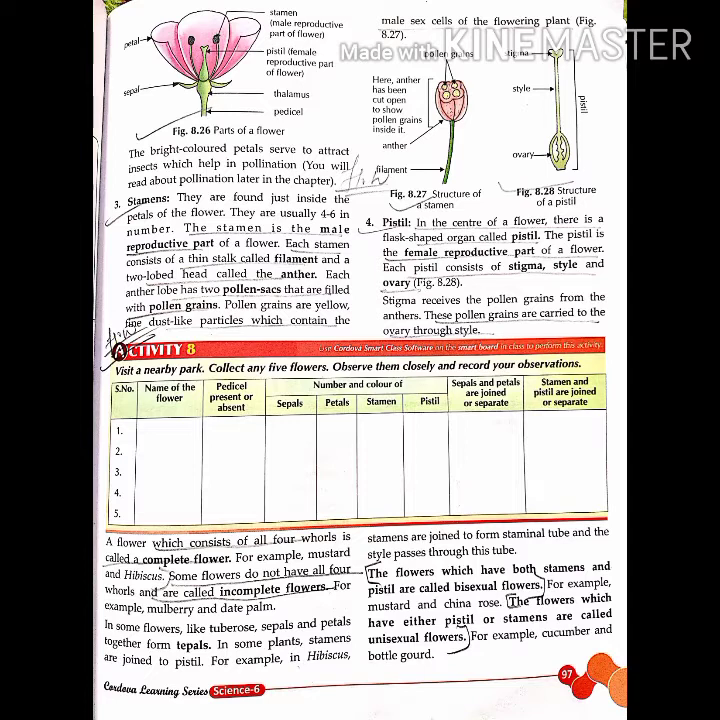For example, cucumber and bottle gourd. These are the two plants which have only a single parent present, whether it is the stamen or the pistil. Bisexual means both the male and female reproductive parts are present, and unisexual means only a single reproductive part is present, whether stamen or pistil. Okay students, hope you all understand this topic.